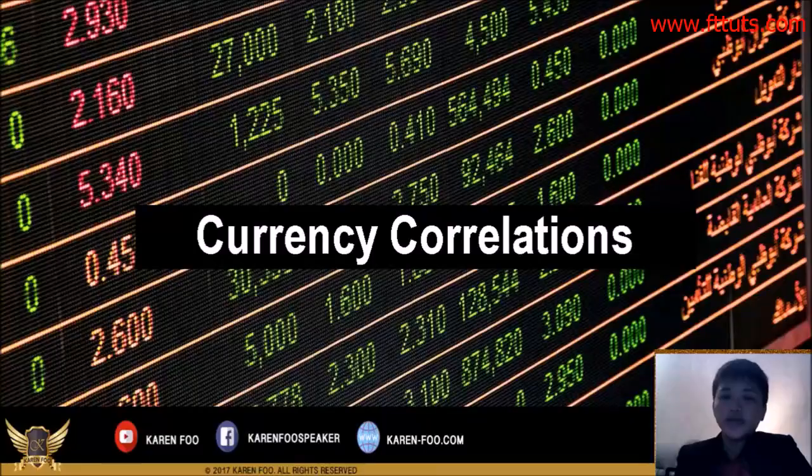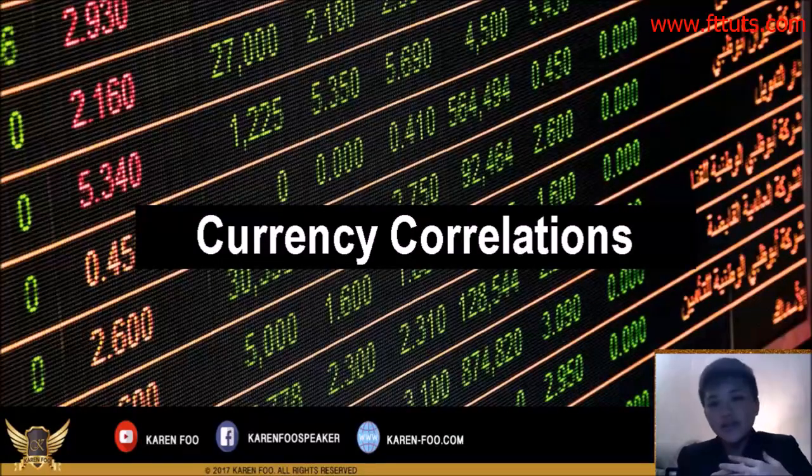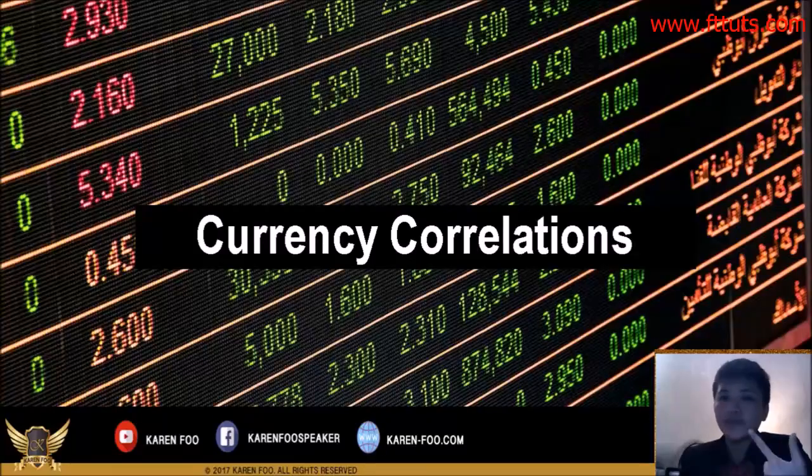Okay, as a forex trader, why is it so important for you to understand currency correlations? Understanding how the currency pairs are correlated to each other, you can determine your portfolio's overall exposure to the risk and to the market.